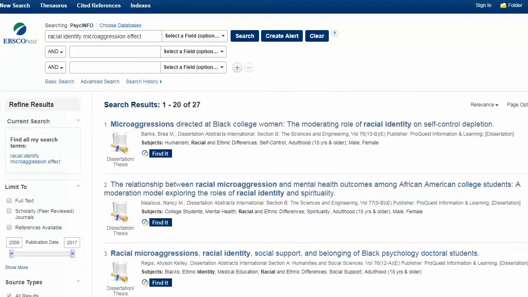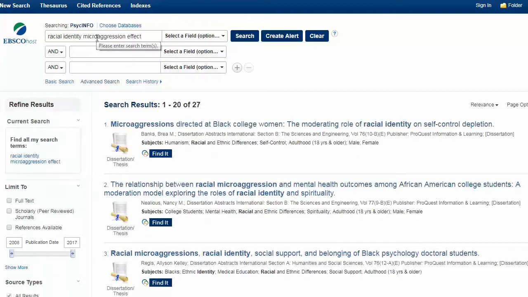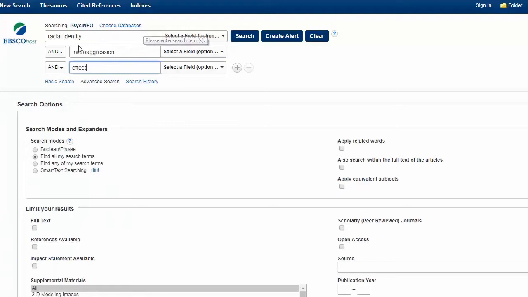Now, if I go to another PsycInfo window, I've got all the same search terms as the last search. Just racial identity, microaggression, and effect. But it's organized differently. I'm using these extra boxes and things like that. The reason for that is twofold. It's again to show you how AND actually works, and to then point out that these extra search boxes can be very handy.